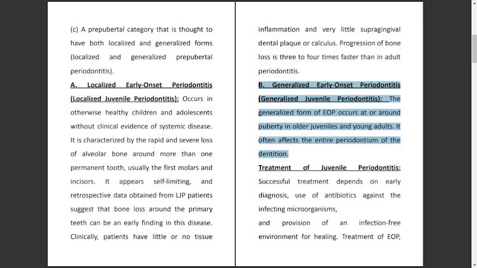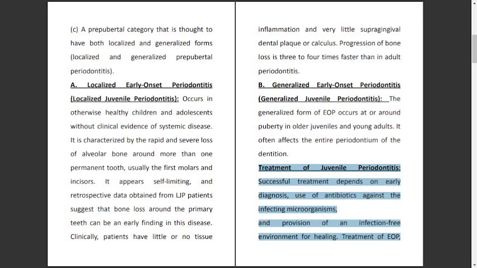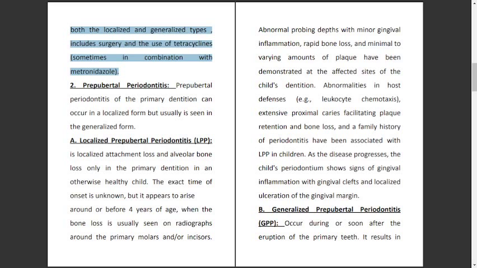B. Generalized early onset periodontitis. Generalized juvenile periodontitis. The generalized form of EOP occurs at or around puberty in older juveniles and young adults. It often affects the entire periodontium of the dentition. Treatment of juvenile periodontitis. Successful treatment depends on early diagnosis, use of antibiotics against the infecting microorganisms, and provision of an infection-free environment for healing. Treatment of EOP, both the localized and generalized types, includes surgery and the use of tetracyclines, sometimes in combination with metronidazole.